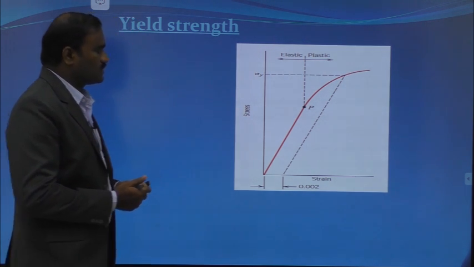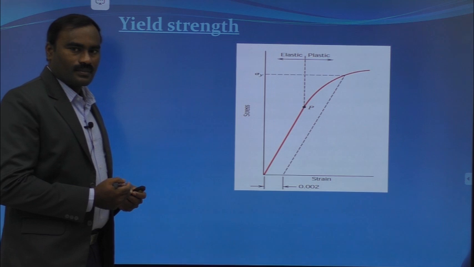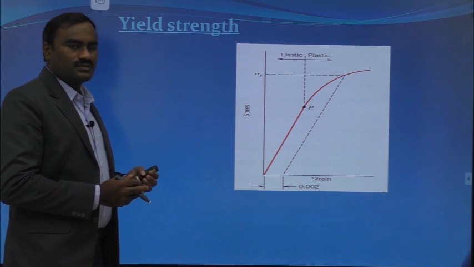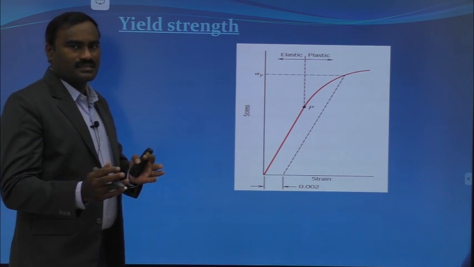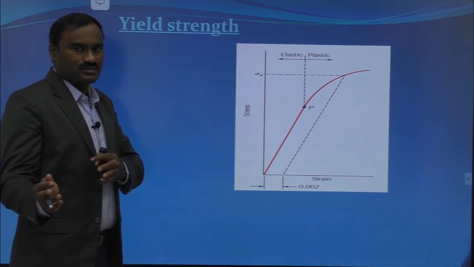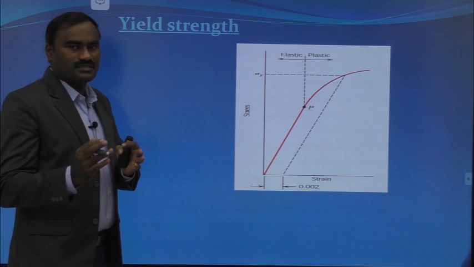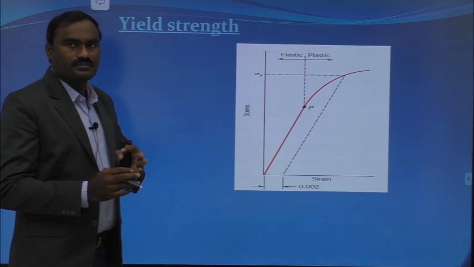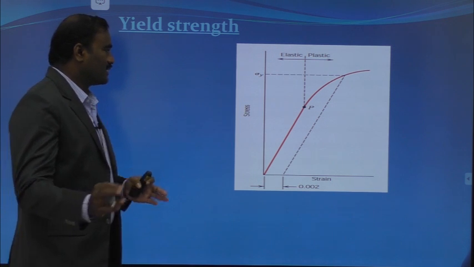Yield strength is nothing but the stress level at which the material changes from elastic deformation to plastic deformation. So it is the transition stress value at which the material undergoes plastic deformation.